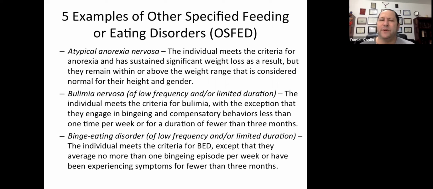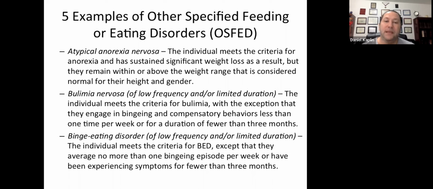So what happens if a person has a case of atypical anorexia? So what is the atypical case? The individual meets the criteria of anorexia and has sustained weight loss as a result, but they remain within or above the weight range that's considered normal for their height or gender. So they have the body disturbance, distortions in body image, but they didn't fully meet the criteria of being significantly underweight. So that would be an atypical anorexia.